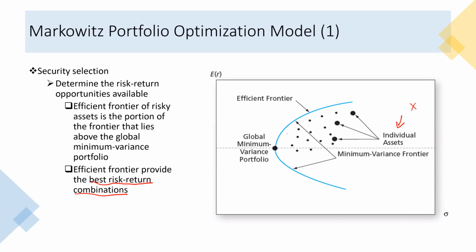On this efficient frontier, portfolios offer the highest return given one level of risk, and they offer the lowest risk given one level of return. Within this efficient frontier, there's a global minimum variance portfolio. Its variance is lowest here, so lowest variance. And only portfolios that are above this minimum variance portfolio are efficient.